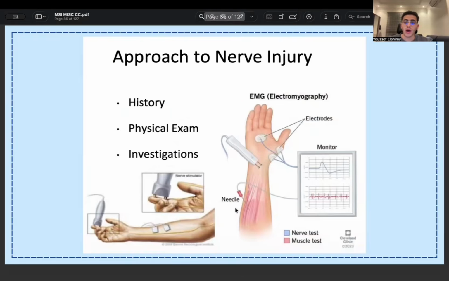weakness. So how can we approach nerve injuries? Of course, the first thing is history as well as physical examination. You have to take a good history in order to form probable differentials as well as to know more about the chief complaint. Then we do a physical examination. We test the reflexes, do movements, move the muscle actively and passively in order to know more about the nerve injury or whether it's a muscular injury.